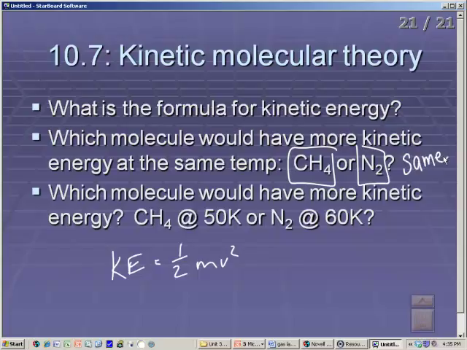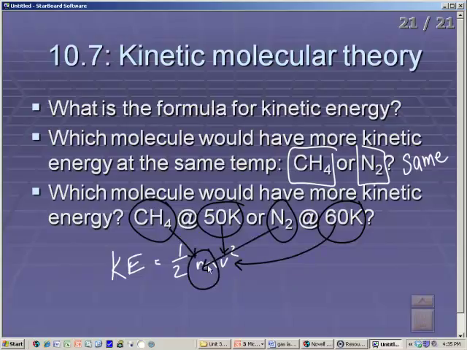Next question. Which molecule would have more kinetic energy? CH4 at 50 degrees Kelvin or N2 at 60 degrees Kelvin? All right, so now we're kind of getting into a more complex type of question, because I'm sure you understand that, yes, mass does have something to do with it. So this particle versus this particle's mass, you have to take into consideration. Their velocity, right, is dependent upon their temperature. But what about their mass? Because that's also part of the equation too.